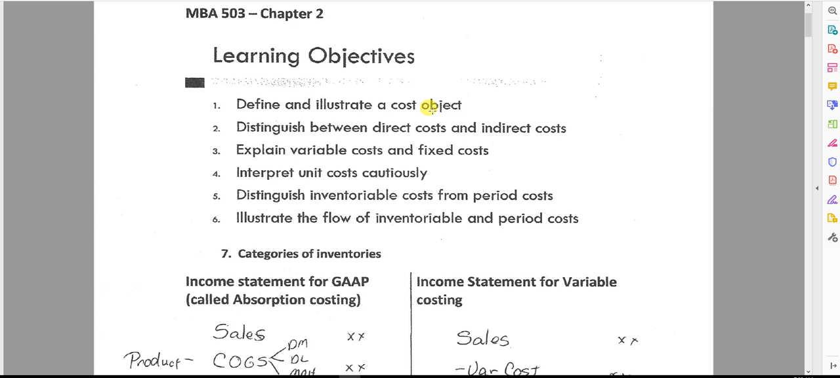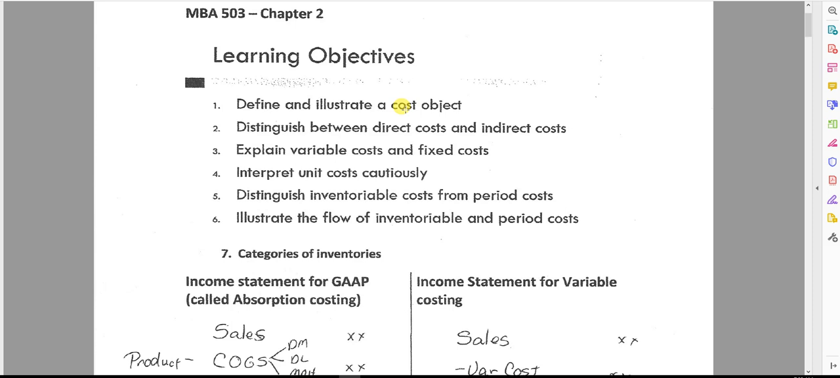Sometimes you want to determine the cost of a division, or let's take this school. You might want to determine the cost of the School of Business, or the cost of the science department, or the cost of a certain athletics team. So that is whatever in the world you want to cost. That's your cost object.